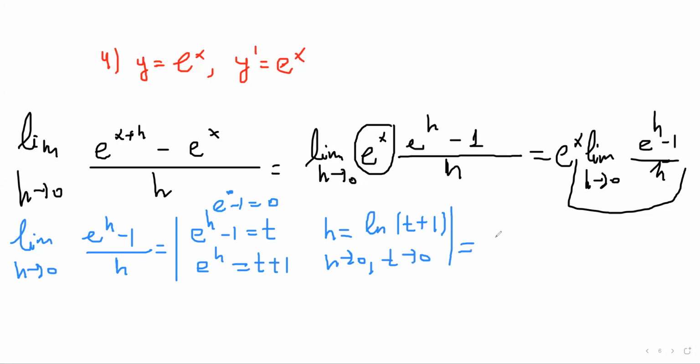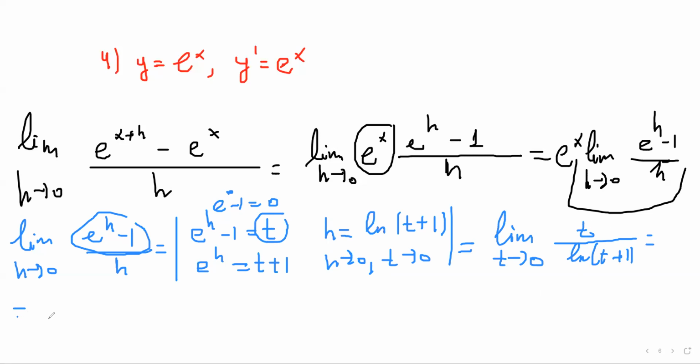So I'm going to write my new variable here. T tends to 0. And we are going to get t over, so instead of this expression, I write here t over h, which is the natural logarithm of (t plus 1).